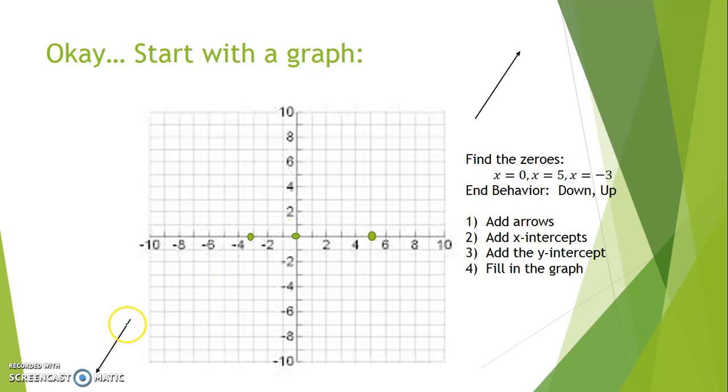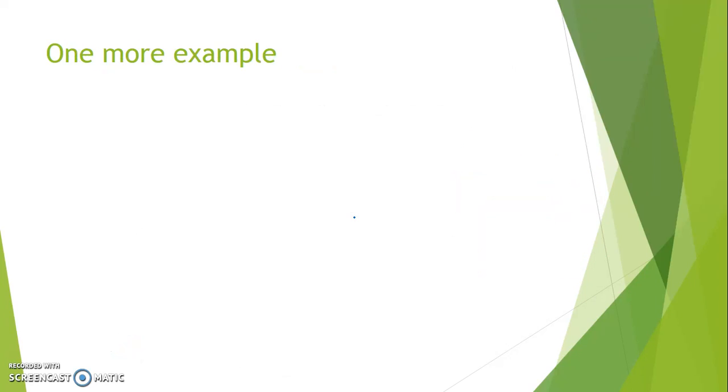graph. So right now I'm not so concerned about the picture being perfect, just as long as it crosses our x-intercepts and has a kind of a curve to it. Okay, so that's kind of a rough sketch. One more example.